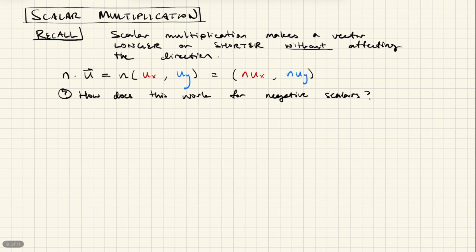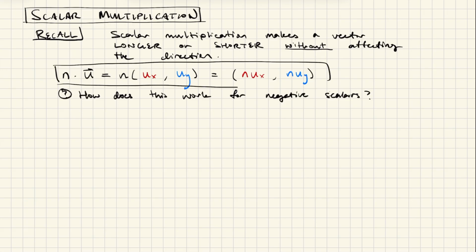Let's make sure that our scalar multiplication rule also works if our scalar is negative. I've written down the formula that we came up with on the other page here. I'll put a box around it just to highlight it a little bit. And we want to check what happens if we apply a negative scalar here. So what I'm going to do is draw a vector, and I'll give it a negative x component. We can see the x component points to the left, and it has a positive y component. So let's call this ux and uy.